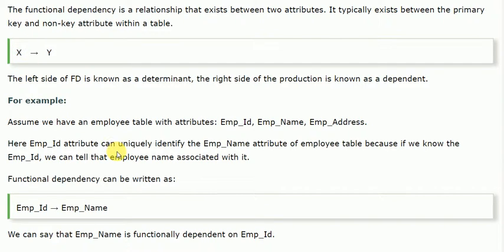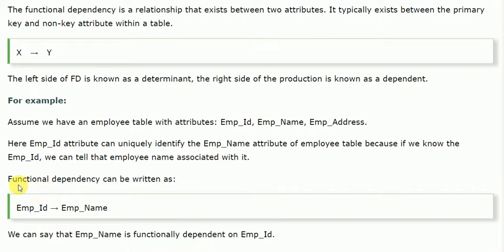Now, for example, we have some attributes like employee ID, employee name, and employee address within the table Employee. Here, the employee ID attribute can uniquely identify the employee name and employee address, because if we know the employee ID, we can tell the name and address associated with it from the given table.